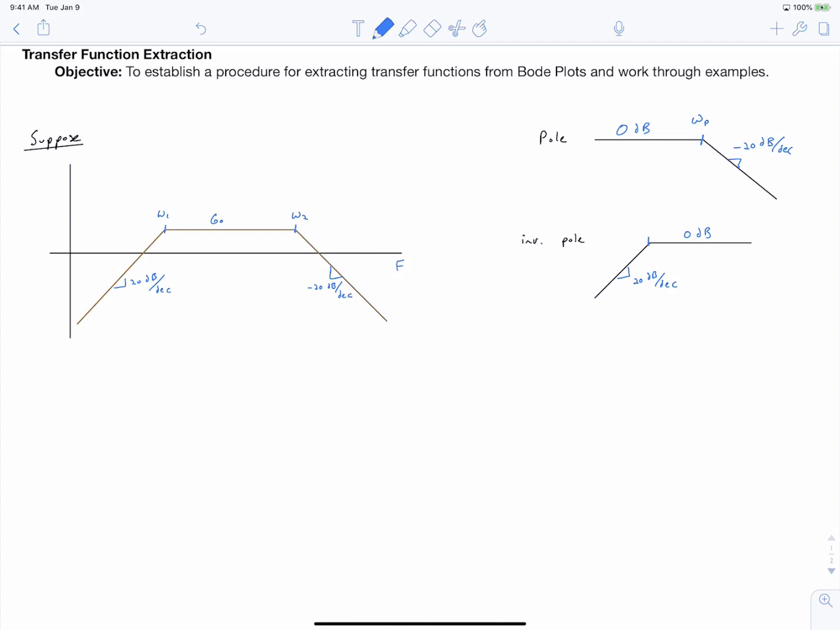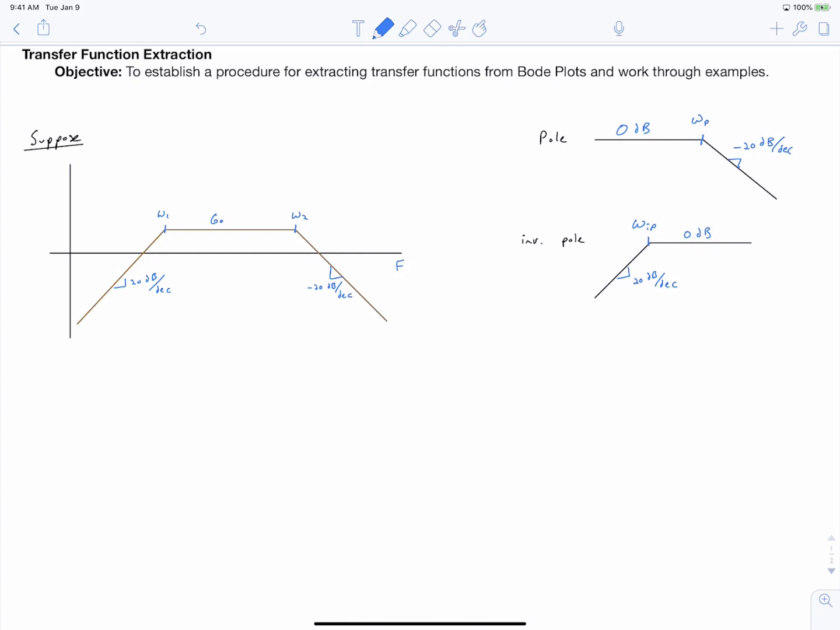Whereas an inverted pole always starts at a 0 gain, or -infinity decibels, and increases at a rate of 20 decibels per decade until you get to 0 decibels. So these behaviors are opposite. The pole starts at 0 decibels and ends at -infinity decibels, whereas the inverted pole starts at -infinity decibels and ends at 0 decibels. So they have this complementary shape, you can say.